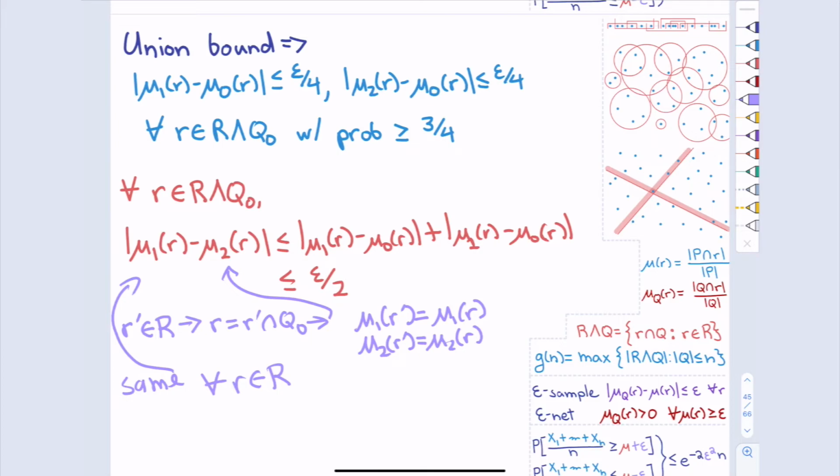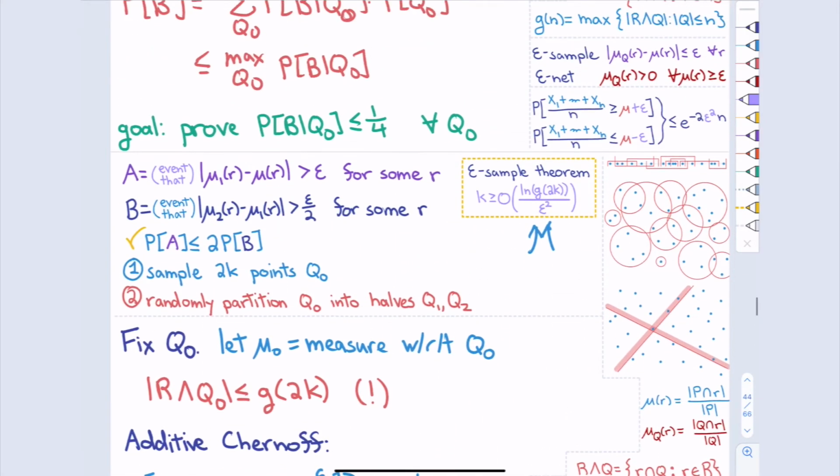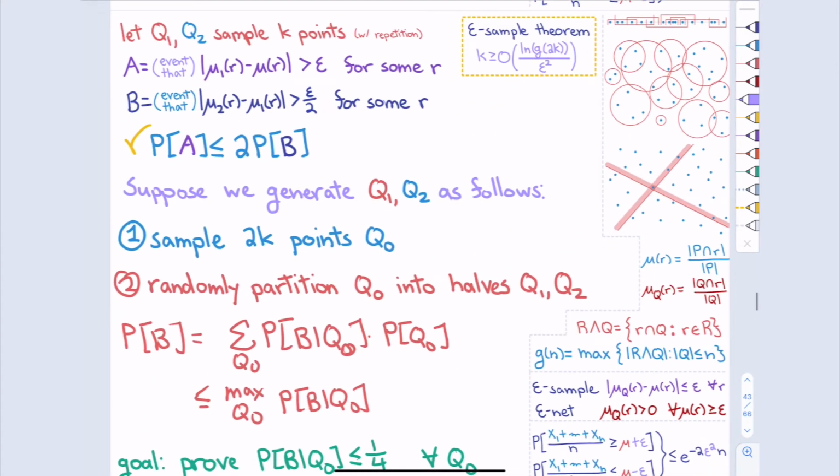Sure. So maybe it's what the hell happened in this step, right? When we changed how we generated Q1 and Q2. So Q1 and Q2 were both just randomly drawing a point out of K until they got K points. It was repetition.